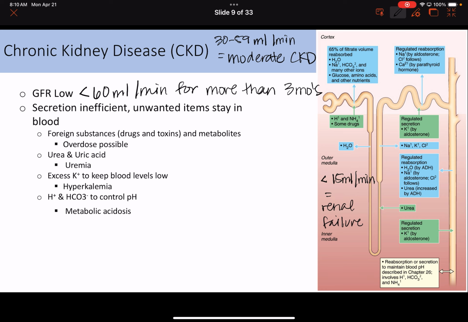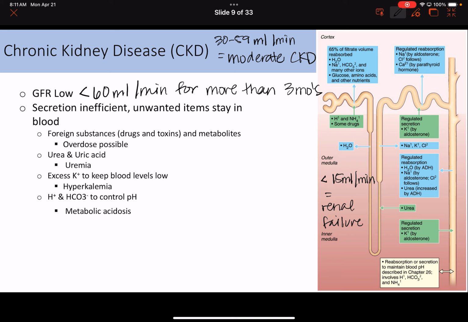So with chronic kidney disease, secretion is inefficient. Your kidneys are not well enough to secrete the unwanted things out of your blood and into the urine, and so unwanted items stay in the blood. These are all the things we talked about that we try to get rid of during secretion. If you have CKD and you can't get rid of foreign substances like drugs and toxins and metabolites, you can overdose from having bad kidney function. If you can't get rid of urea or uric acid, you'll have uremia, which is a buildup of nitrogenous waste in the blood, which can be toxic.